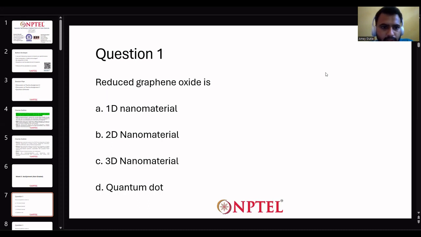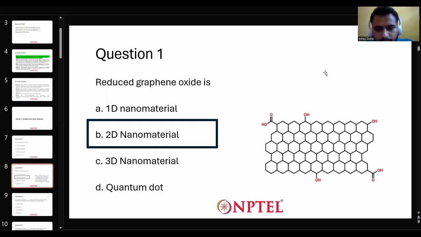Okay, so the correct answer is 2D nanomaterials. Basically, reduced graphene oxide has X and Y axes that are more than 100 nanometers, but the Z axis is less than 100 nanometers, between 1 to 100 nanometers, so it is a 2D nanomaterial.